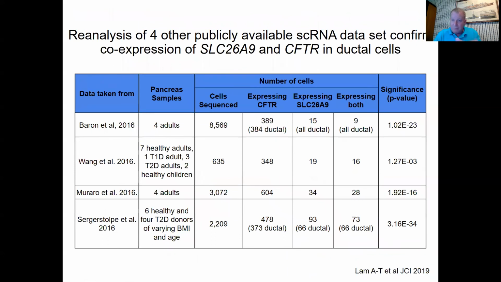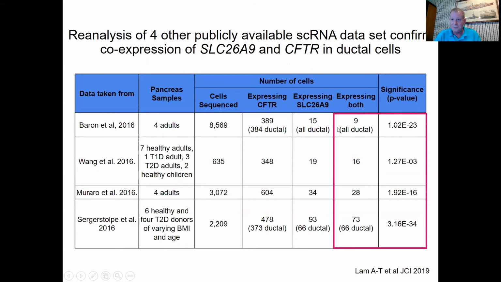So that was the study that we did. Fortunately, there were some very nice studies available. The raw data was available online, so we downloaded that data and reanalyzed it, and were able to confirm the finding. In 4 independent studies, the same was found: a co-expression of A9 and CFTR, which I'm showing in this box here.